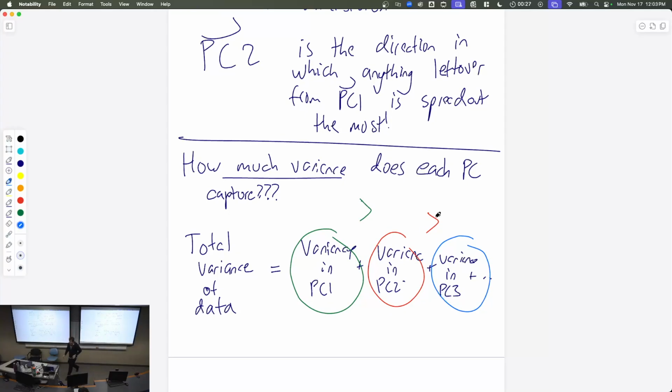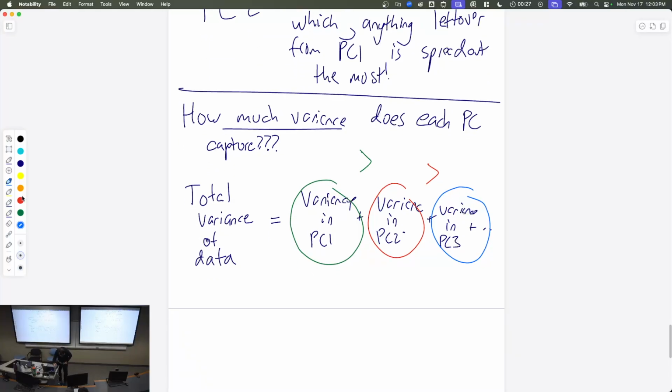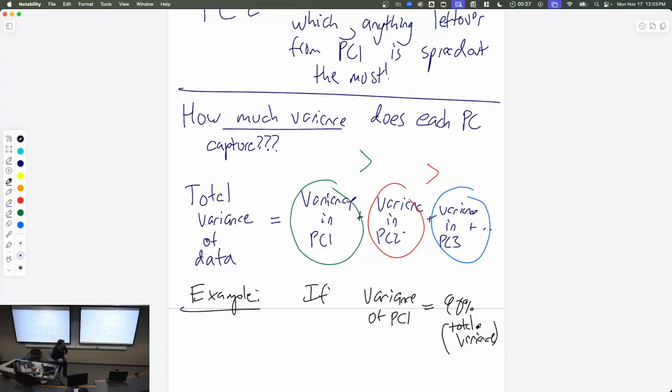So for example, it could be that PC1 contains 90% of the variance. Example, if the variance of PC1 is 90% of the total variance, then it says almost all of the variation is coming in the first component. If you know the first component, you know 90% of how the data is spread out. And the rest of the components altogether, they only contribute 10%.